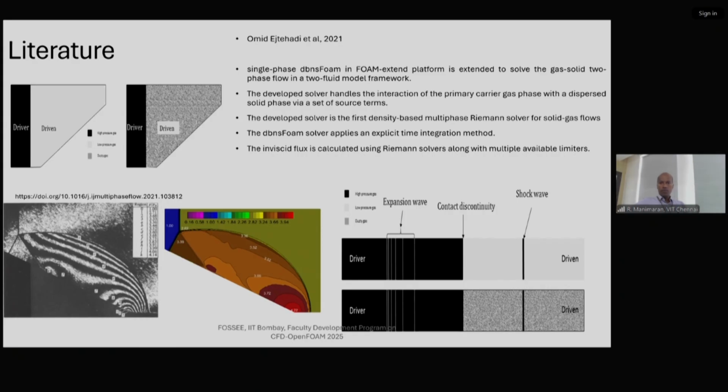So they use a DBNS foam for the primary carrier gas phase, and the dispersed solid phase, like the dust particles, is being handled here, using a multiphase Riemann solver for shock applications. Typically, I think the Riemann solver is used for compressible flow. They use it for this method.